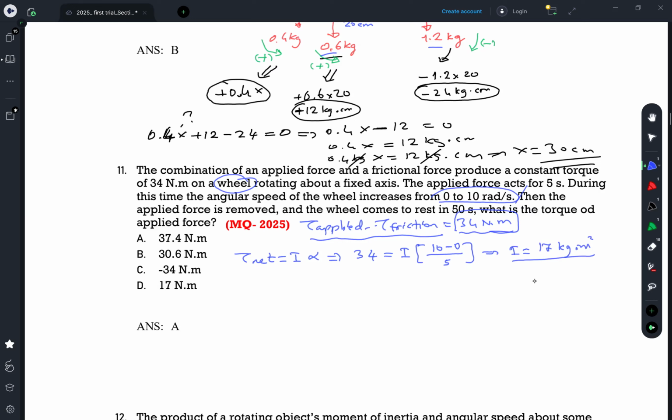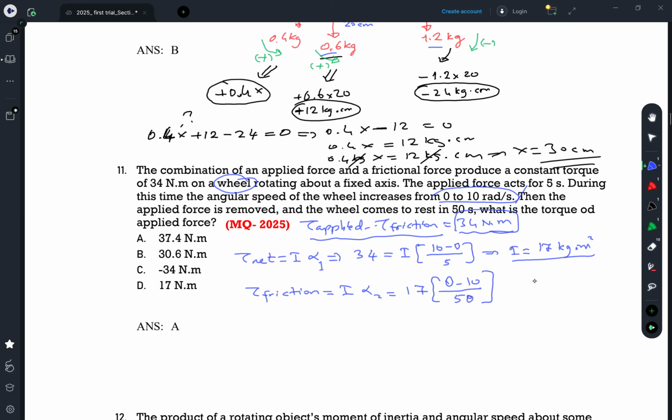But in the second part, the applied torque is removed. If the applied torque is removed, only friction will stay, and friction will produce the torque. Then I will calculate the torque of friction. This was asked in the book. It is I times alpha 2. I will say alpha 2 because alpha changes this time. I is 17. It says that when the applied force is removed, the wheel comes to rest in 50 seconds. From 10 to 0 takes 50 seconds. Final angular speed is 0, initial is 10, divided by total time 50.